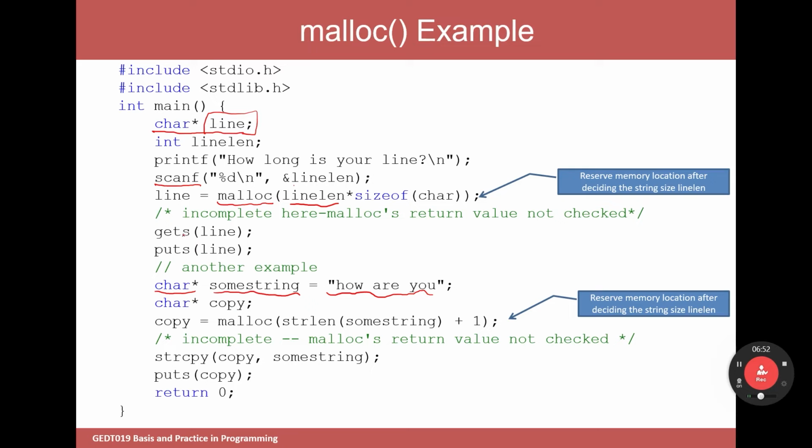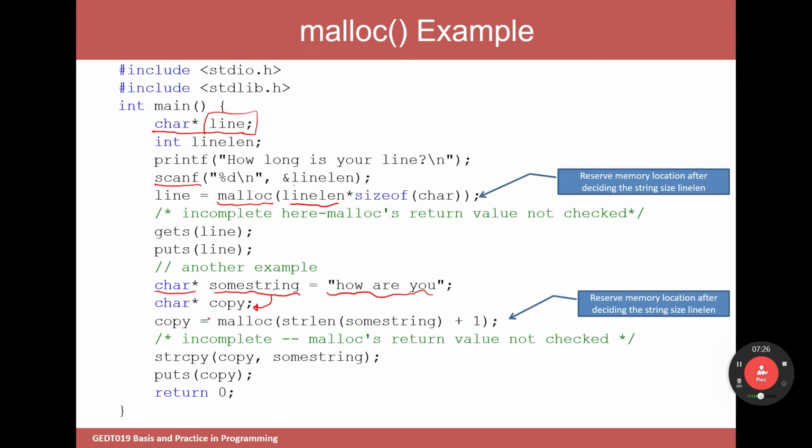Then after that, I will ask the user, please insert the string. So the user inserts the string, and then I will print this string, okay. So this is how you can do this one. Another example, if you see here, for example, here is a string, some string equals something, okay. And then after that, I would like to copy this one to this string. So before I copy this one to here, I need to reserve some size for this string, because this string has no size at all.